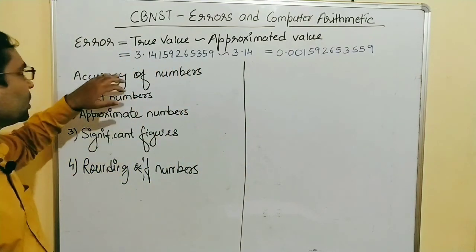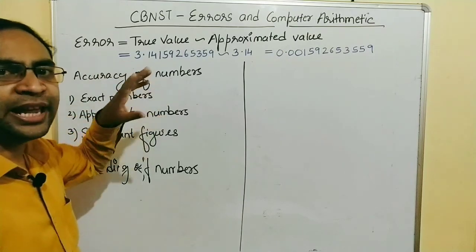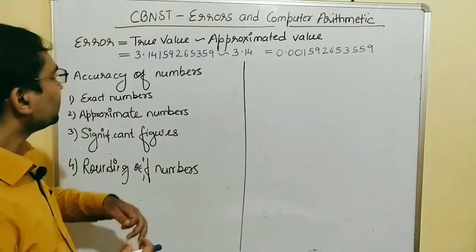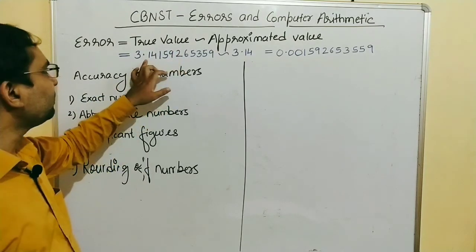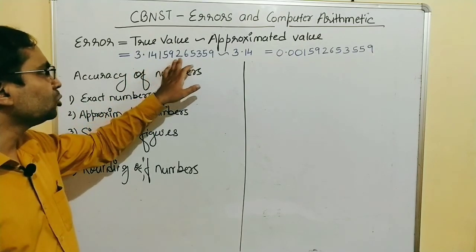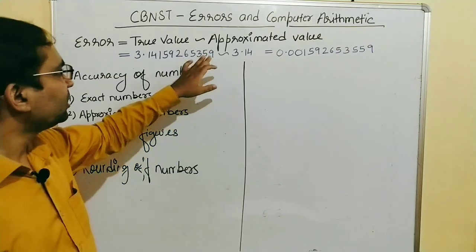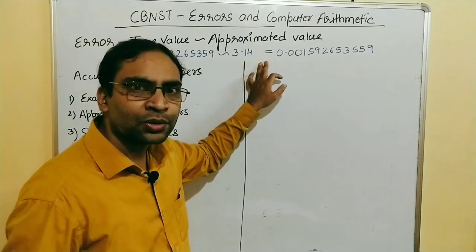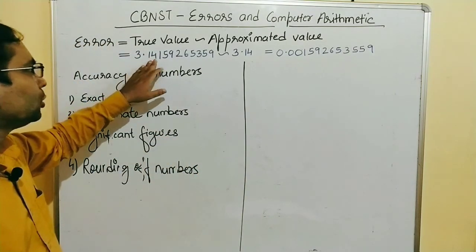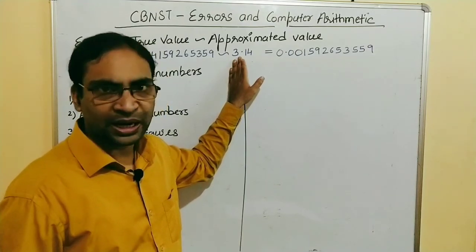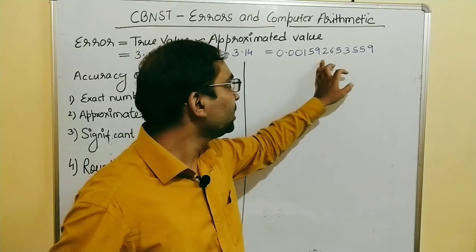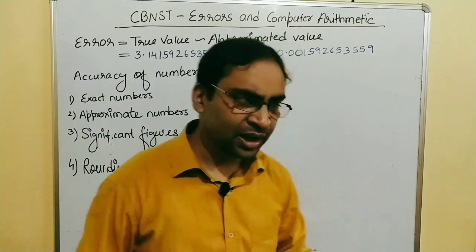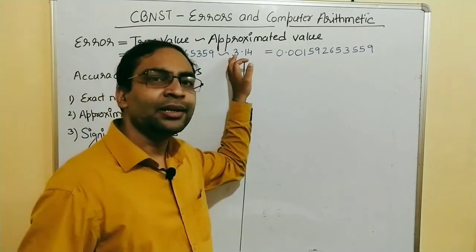For example, we all know the value of pi, right? So we will try to find the error in the calculation of pi. As we know, pi has an infinite number of digits, but let us consider that the true value of pi till 11 digits after the decimal is 3.14159265359. If this is the true value of pi, and someone has calculated the value of pi as 3.14, then the error is the difference between the true value and the calculated value, which is 0.0015926535559. This is known as the error in the calculation of pi, where we have taken this as the true value and this as the approximated value.